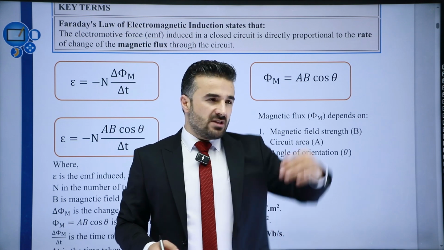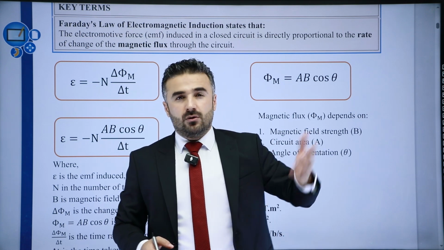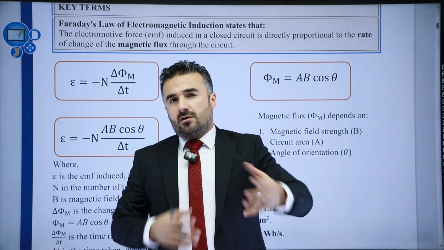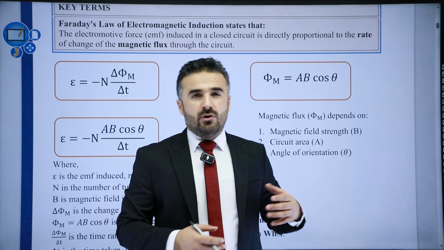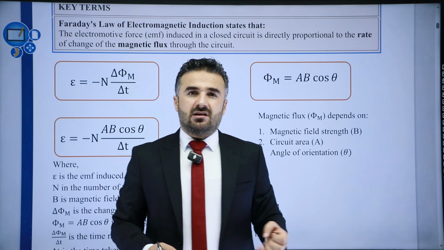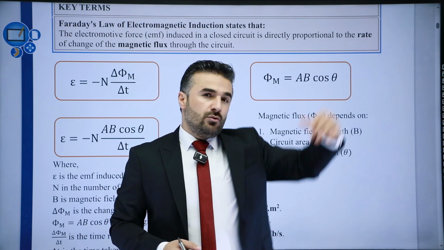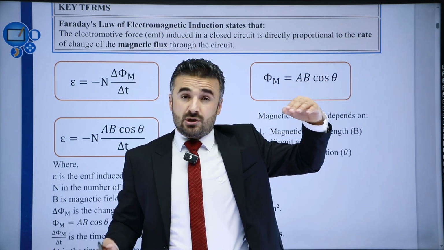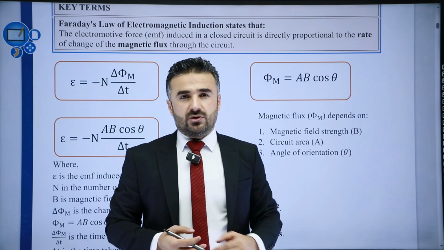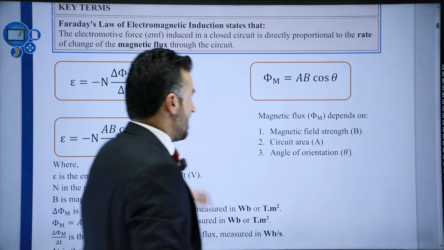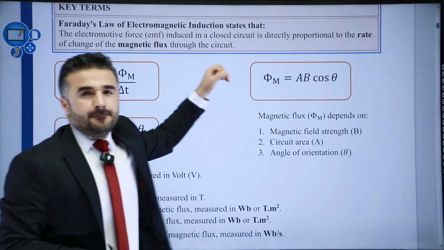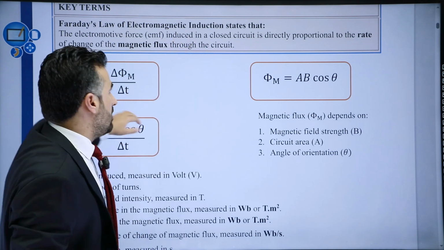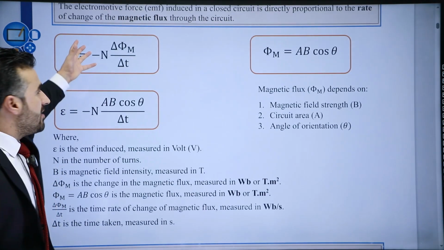When we say the rate of change, that means something divided by time, or time change. And of course, the rate of change of the magnetic flux. So can I say the electromotive force that is induced is directly proportional to the change in the magnetic flux, divided by delta time? That is what Faraday stated, and it is one of the most important laws that we have. So basically that is what he said.